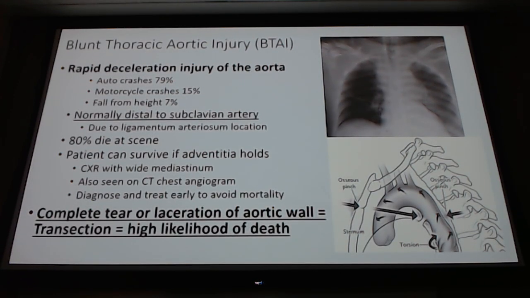All right, let's talk a little bit about blunt thoracic injury. Okay, blunt aortic injury. This is from a rapid deceleration injury of the aorta. You see this most with car crashes, hitting that steering wheel, motorcycle crashes, and falls from a great height. This is more than 3 stories, 30 feet.